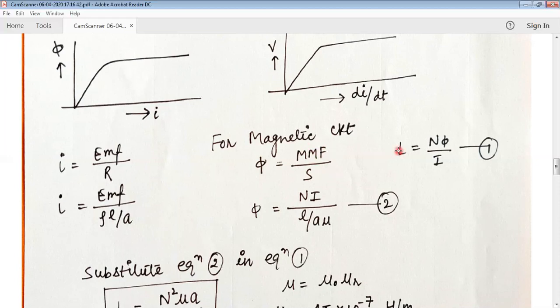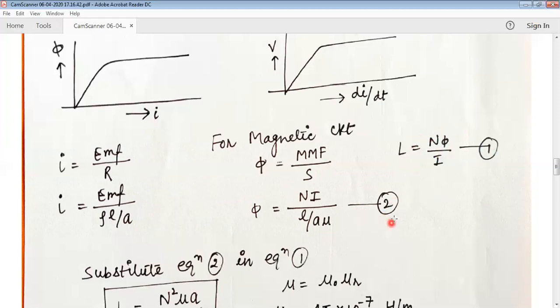And MMF you can write as N into I. Your total MMF is Ni, and your reluctance is L divided by A mu. L is the length of the iron core or whatever core you are taking, A is the area of that core, and mu is the permeability of that magnetic material. And also L equals total flux linkage divided by current. So we have these two equations, equation 1 and equation 2.